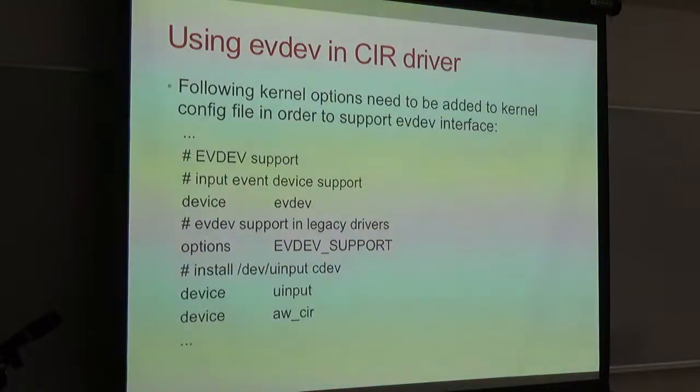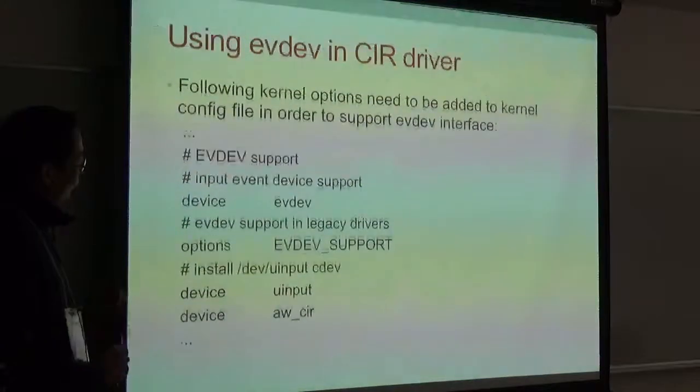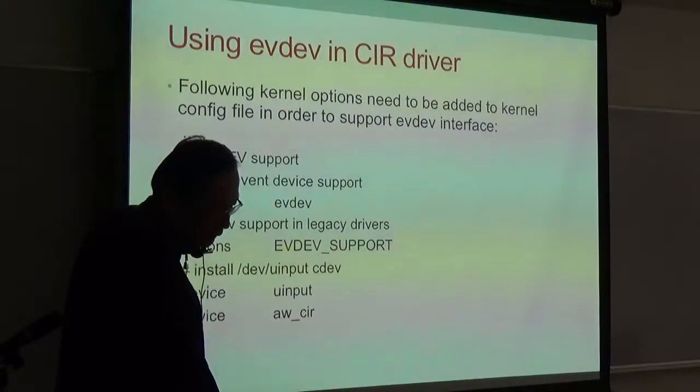Of course, there are some kernel options that need to be added in the configuration file. These are the lines that I added to the ARM generic kernel config: evdev support, device evdev, and for legacy ones, evdev support. This line is needed. And then uinput, which I added for consistency, and then our driver, AWCIR. These are the minimum in the kernel config in the case of the CIR driver.